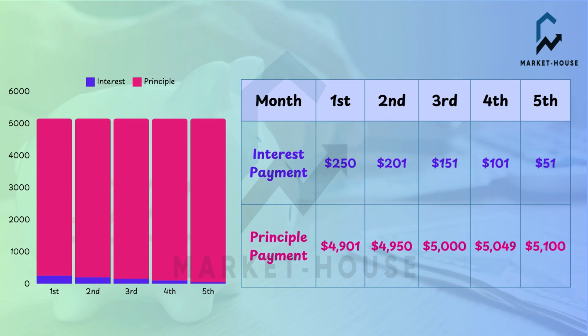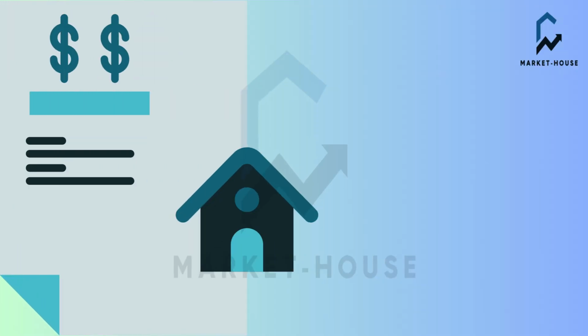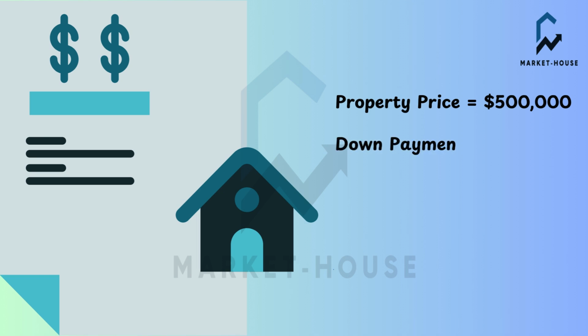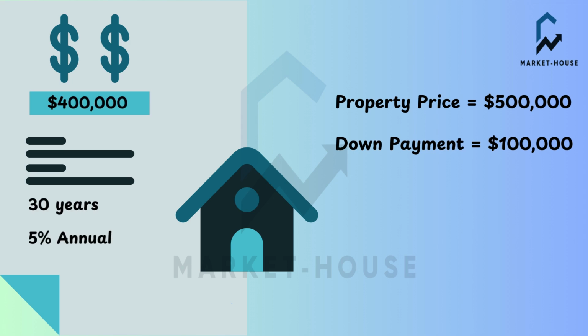Now, let's see how this works for a real house. Suppose you're buying a $500,000 house in the United States. You've saved $100,000 for a down payment. That means you'll need to borrow $400,000 from the bank. The bank offers you a 30-year loan at a 5% annual interest rate, compounded monthly.